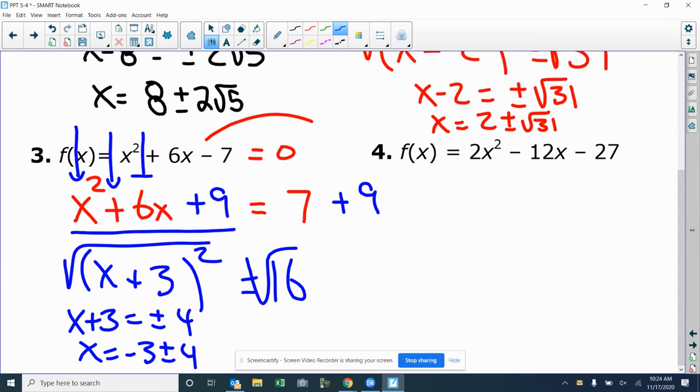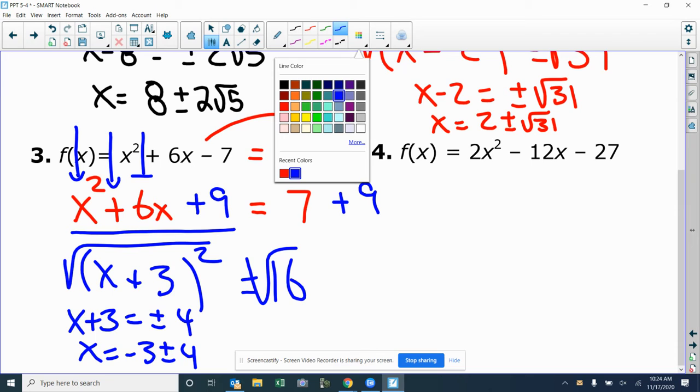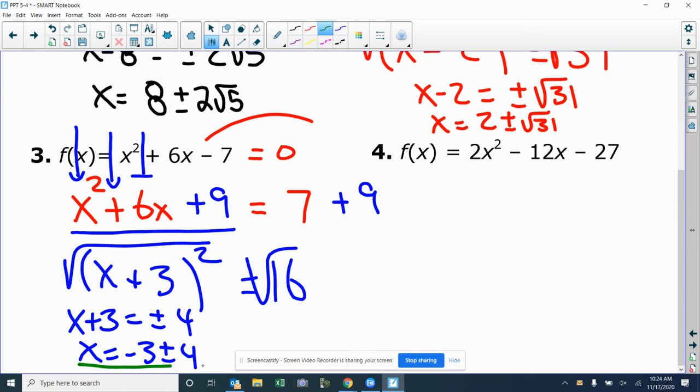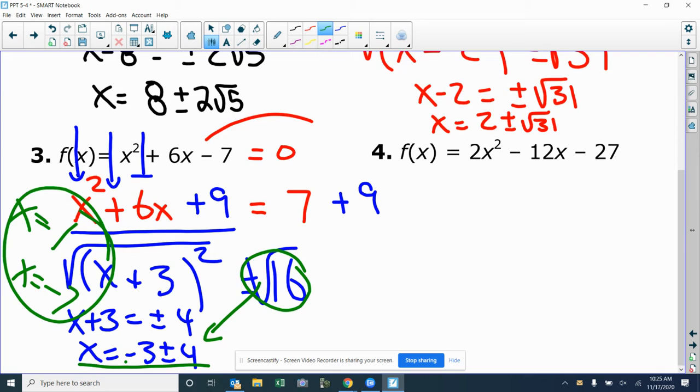Remember yesterday I talked about if you did get this far along with the problem and you end up with whole numbers, you have a perfect square on this side, you're going to get a whole number. Go ahead and finish it up. So x equals negative 3 plus 4 gives me 1. Negative 3 minus 4 gives me negative 7. So there are your roots, 1 and negative 7.